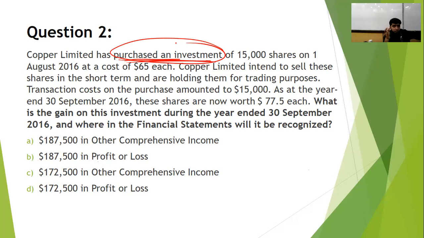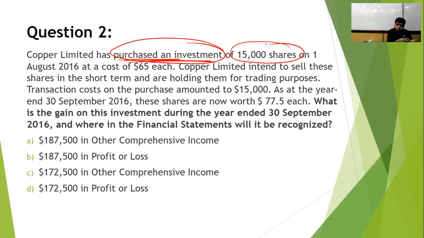Now you need to identify another thing. Investment. If you're making an investment, where are you making it? Either in an equity instrument or a debt instrument. So what is it saying? Copper Limited has purchased an investment of 15,000 ordinary shares. It means it's a question of a financial asset, an equity instrument. And once it's an equity instrument, you need to have a flashback that we have two different options: either to recognize this investment as fair value through OCI or fair value through P&L.